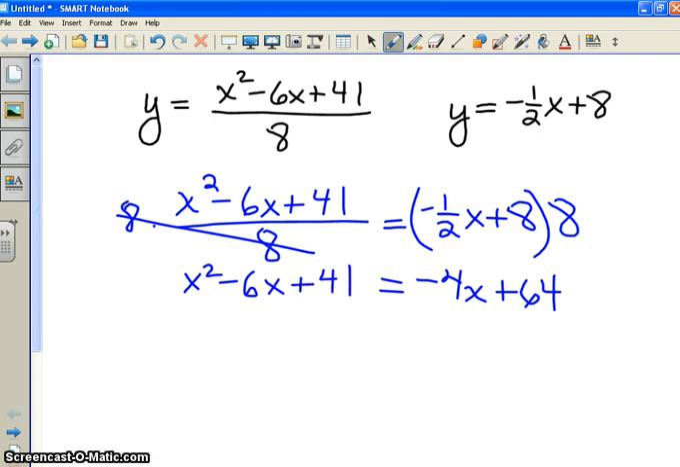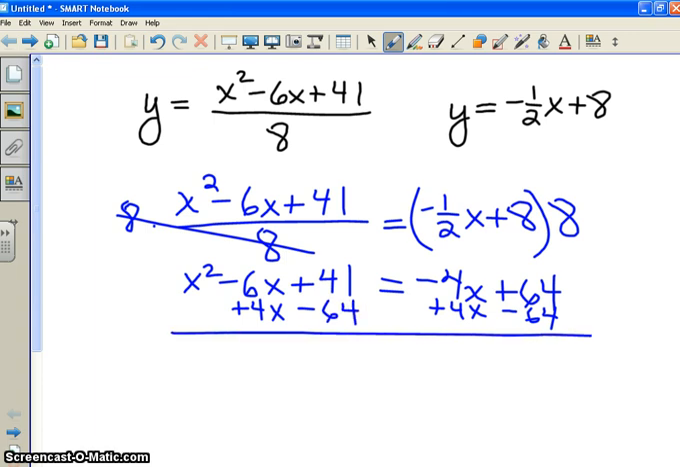Since this is a quadratic equation, I'm going to make it equal to 0 by adding 4x and subtracting 64. Which will leave me x squared minus 2x minus 23 equals 0. And now at this point, it does not appear like this can be factored. So we'll either do completing the square or the quadratic formula. I'm going to do it by completing the square. So I'm going to move the 23 back over to the other side.